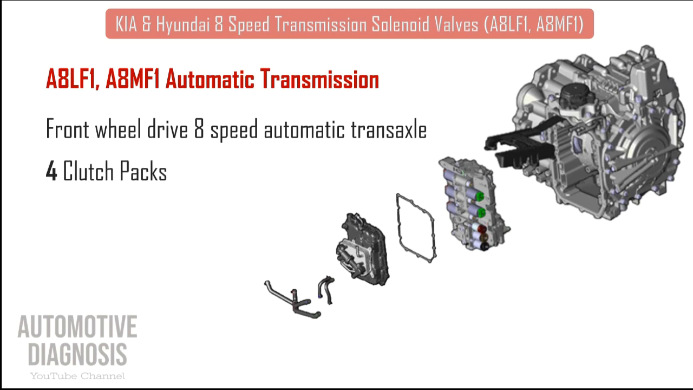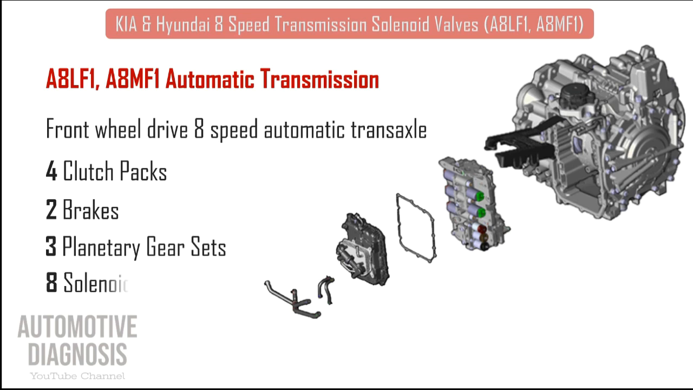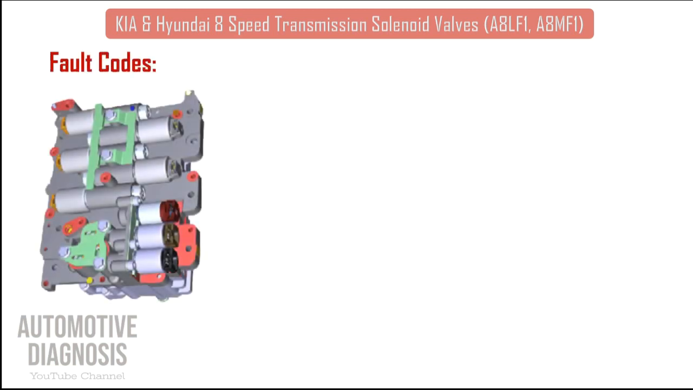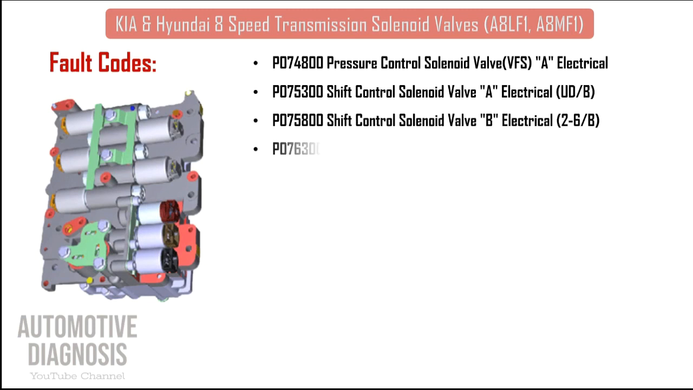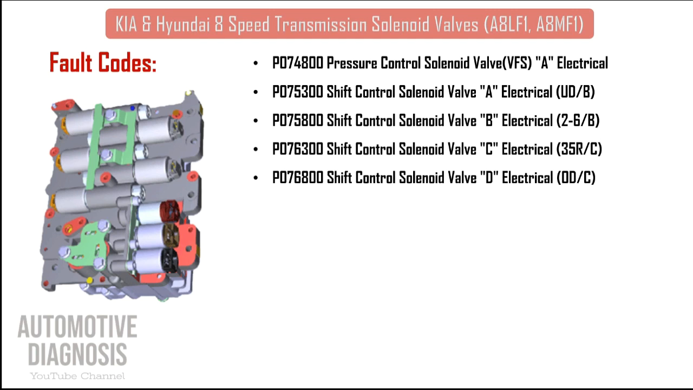Before starting to talk about the solenoid valves, it's really important to know some general ideas about this kind of transmission. First of all, in this transmission, there are 4 clutch packs. We have 2 brakes. There are 3 planetary gear sets. And at the end, as I said earlier, there are 8 solenoid valves. But let's start to see what could be the possible causes if one of them is faulty.